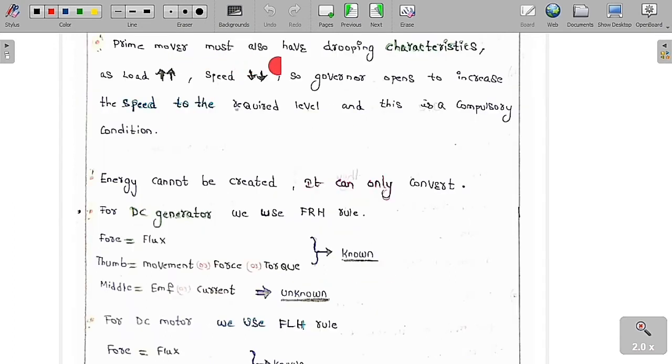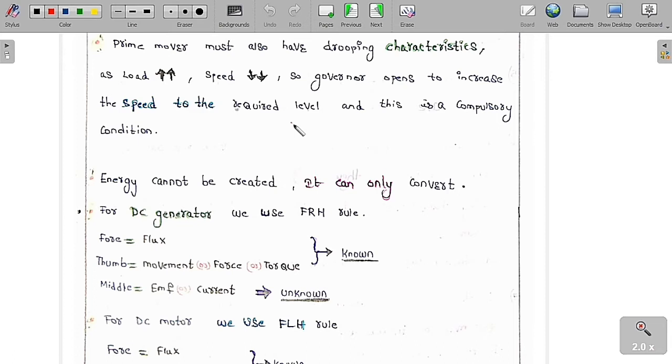The prime mover must also have drooping characteristics. As load increases, speed must decrease. So the governor opens to increase the speed to the required level, and this is the compulsory condition. The prime mover should also have the drooping characteristics, meaning whenever the load increases, the speed of the rotor will decrease.